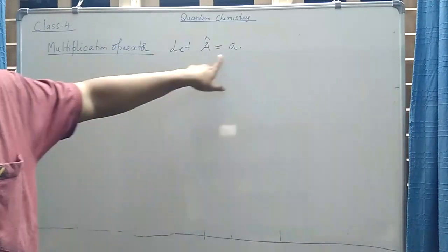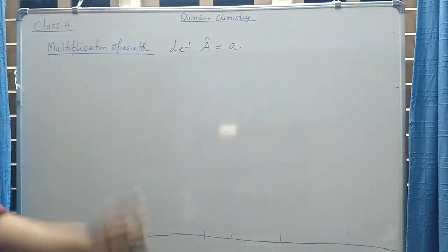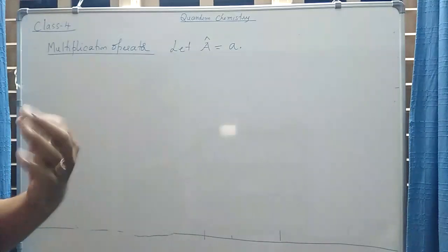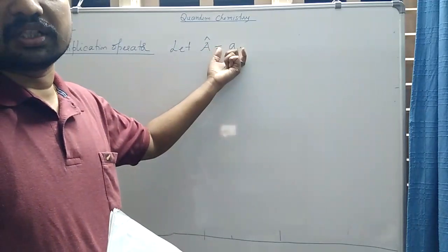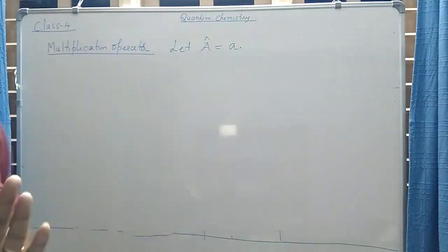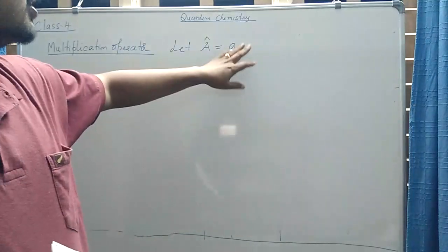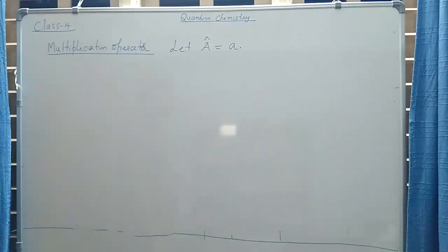I'll repeat, when I apply such an operator on an operand, what does this operator do? This operator just simply multiplies that operand by this number or this function A. Such a type of operator is called a multiplication operator. So just multiplying by A. And sometimes, when we proceed further and further, we will forget to write this dot. We'll simply write A cap is equal to A. It also represents a mathematical operator.